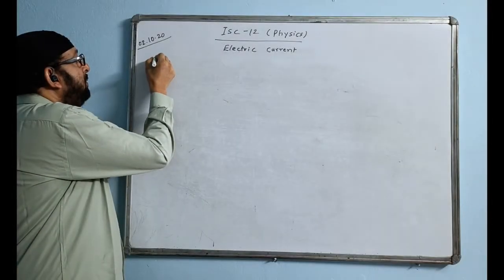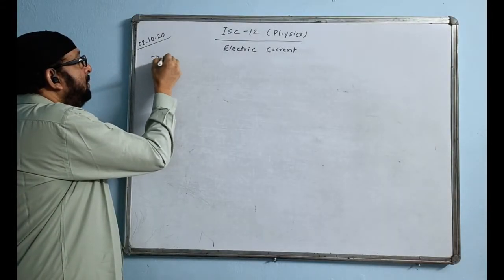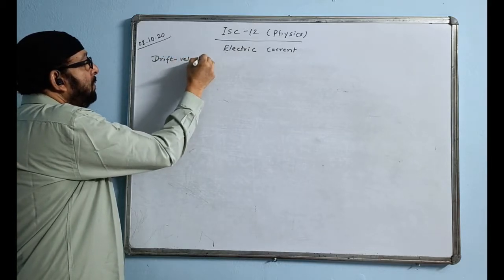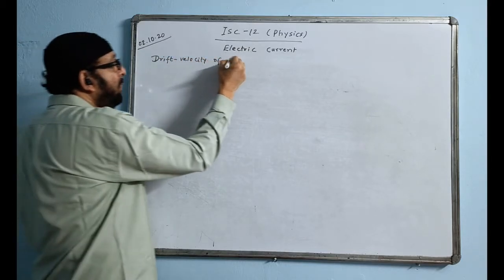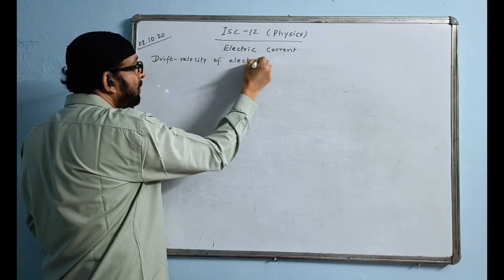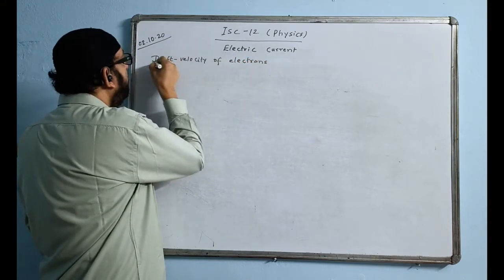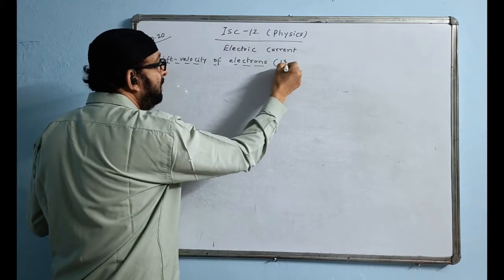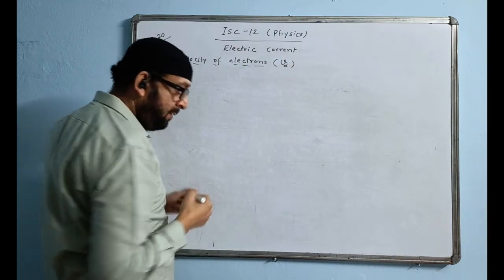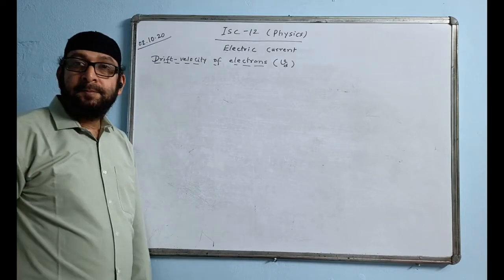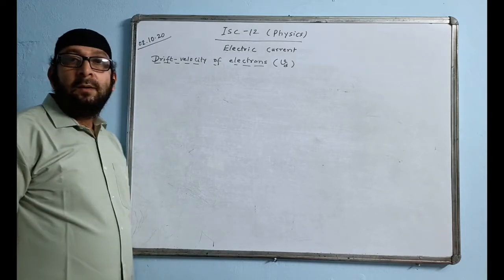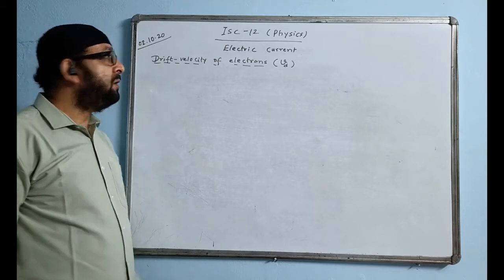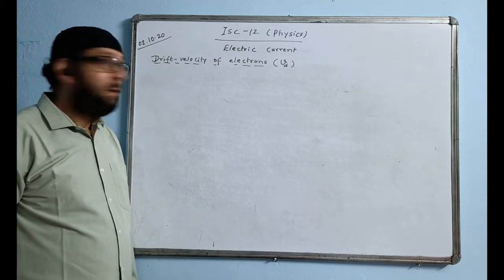Today's heading: drift velocity of electrons, denoted by the symbol V_D. What is drift velocity of electrons? You can write down the definition, then we'll derive a formula for it.